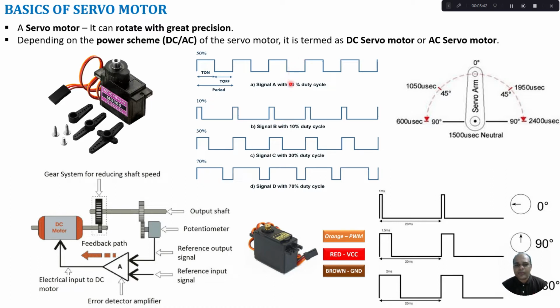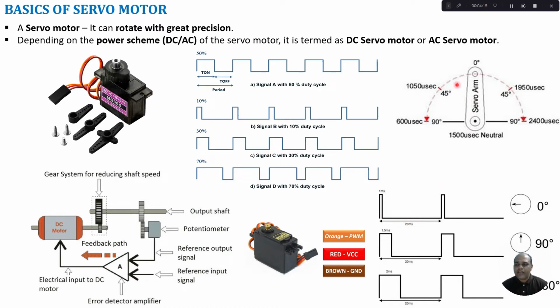For example, take one type of servo motor with an angle variation from minus 90 degree to plus 90 degree. In order for the servo motor shaft to go to minus 90 degree, we have to produce an on time of 600 microsecond. To make the servo shaft go to plus 90 degree, we have to produce an on time of 2400 microsecond. And the total time period, on time plus off time, will be equal to 20 milliseconds.